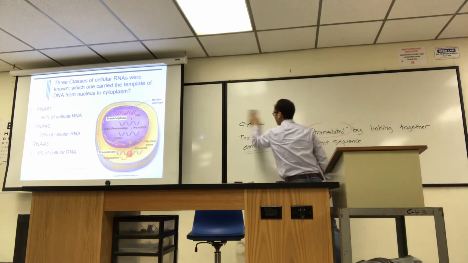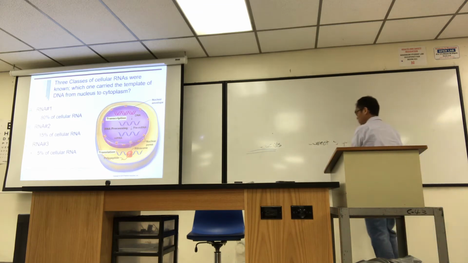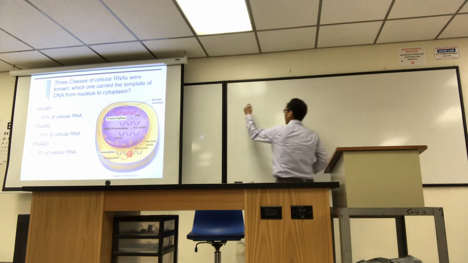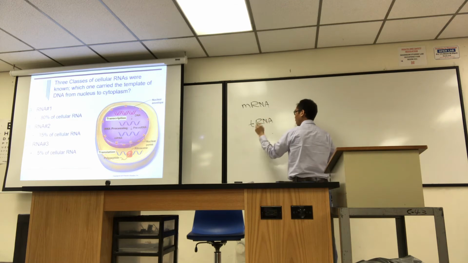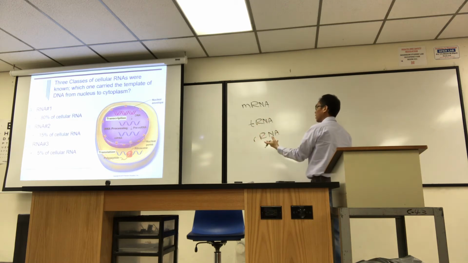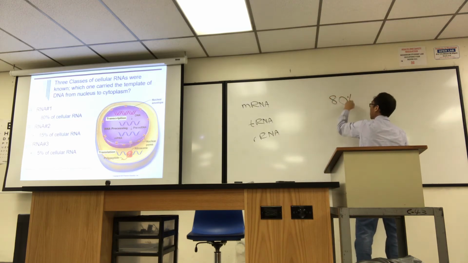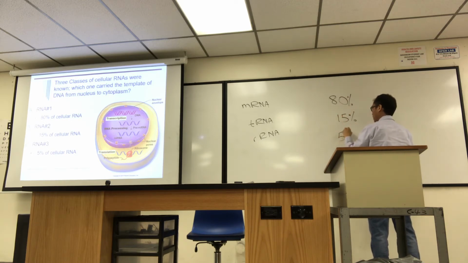So remember, you know the 3 RNAs. There's mRNA. What are the other 2? tRNA, very good. There's the third one, rRNA. Now, cellular RNA, just in quantities, goes 80%, something like 15%, something like 5%.